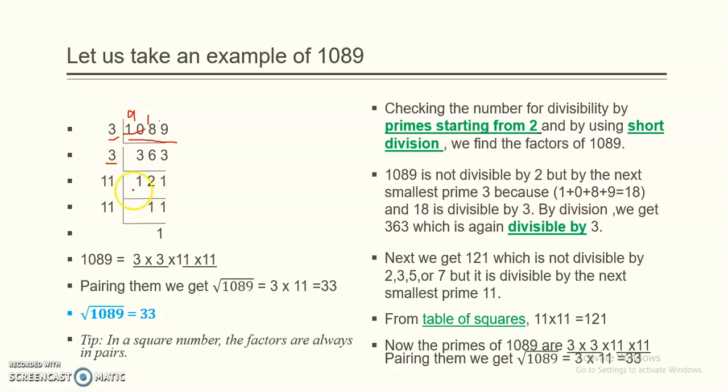Now 121 again comes in the table of squares. So 11 into 11 is 121, 11 into 1 is 11. So the prime factors of 1089 are 3 into 3 into 11 into 11. Now pairing them and representing each digit, we get the square root of 1089 is 3 into 11, that is 33. Again, I repeat the tip: in a square number, the factors are always in pairs.